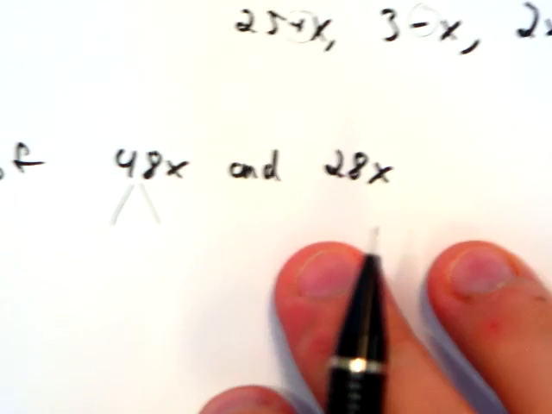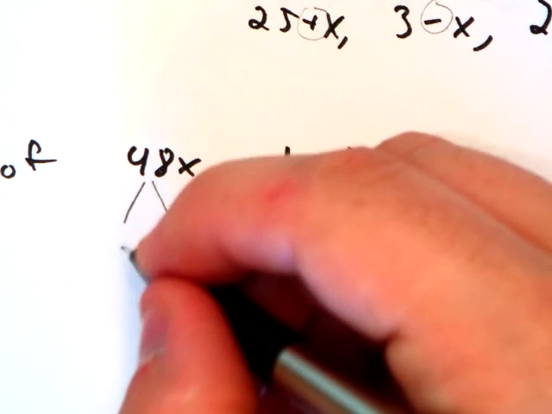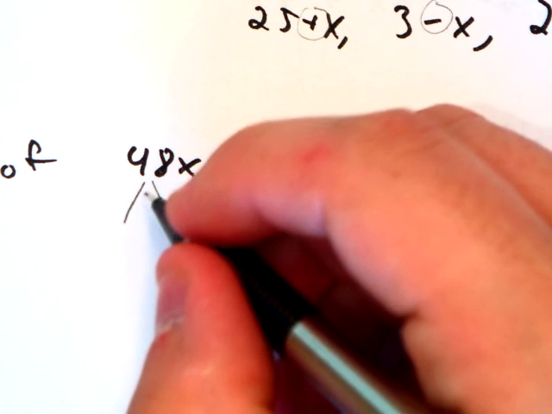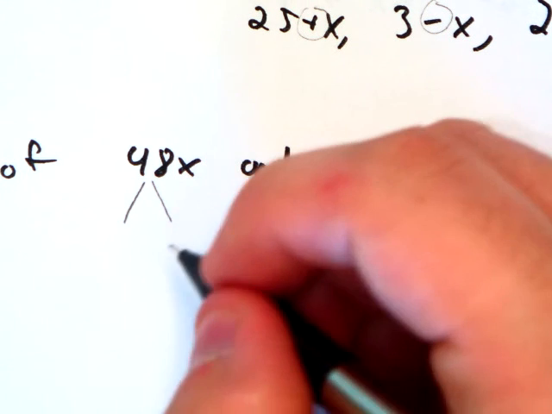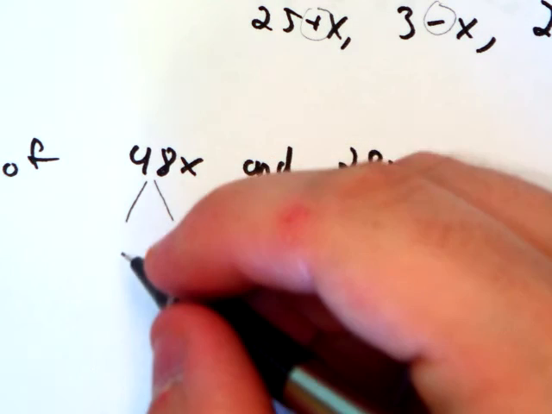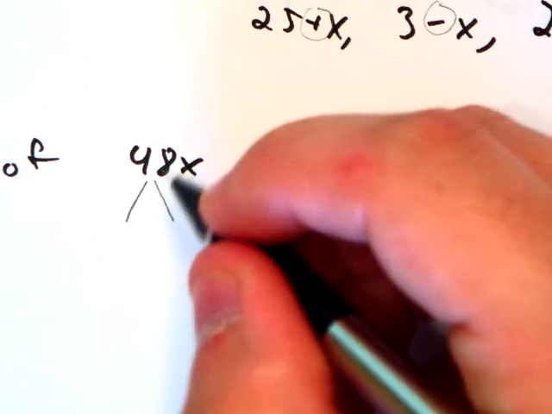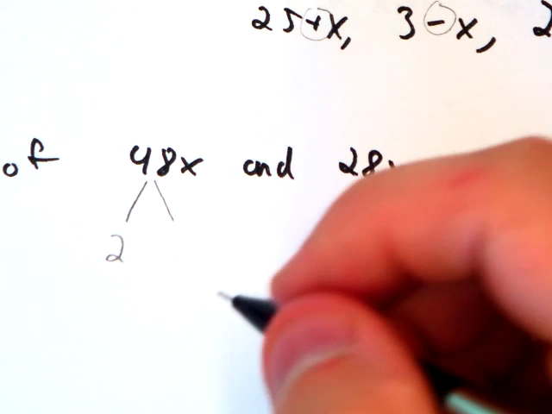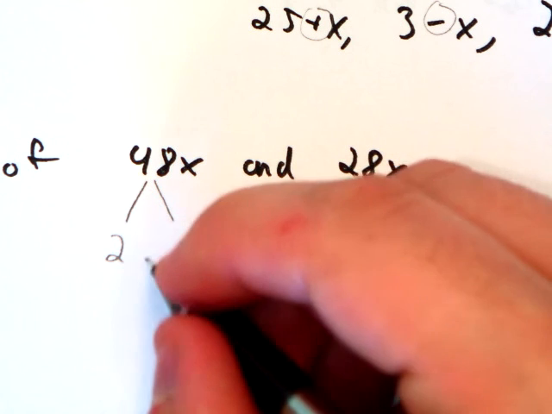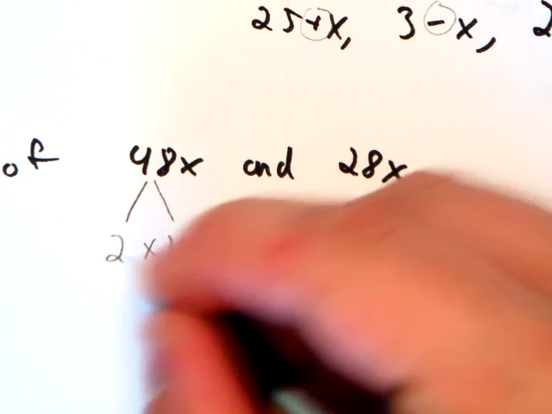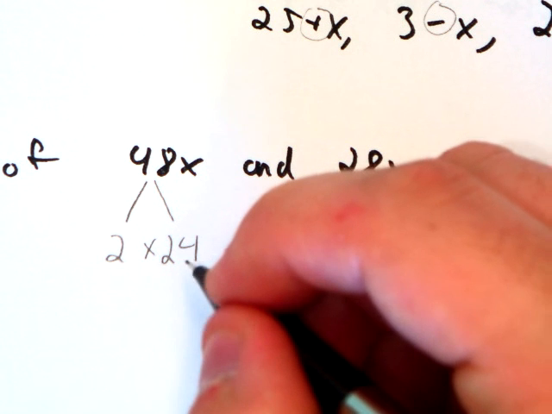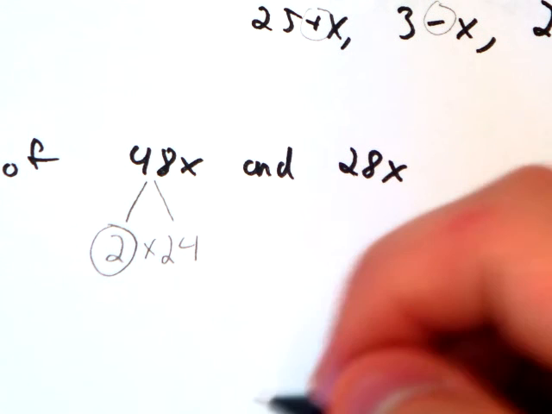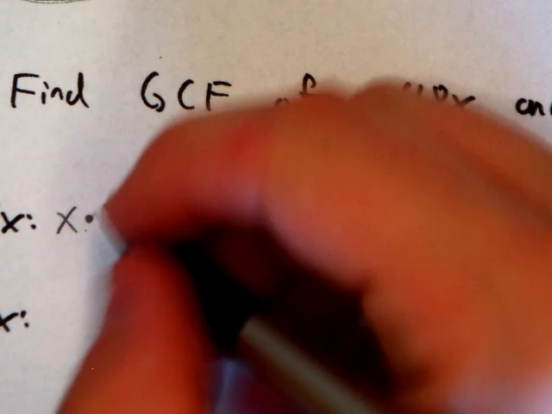Next thing we do is look at 48. What we like to do when it comes down to prime factorization is try to get down to factors that are prime. Remember, prime numbers are numbers that are only divisible by 1 and itself. So let's try to start off with 2, because 2 is prime. And I can get to 48 by doing 2 times 24. So this is one of our prime factors. So I'm going to put that next to the x.